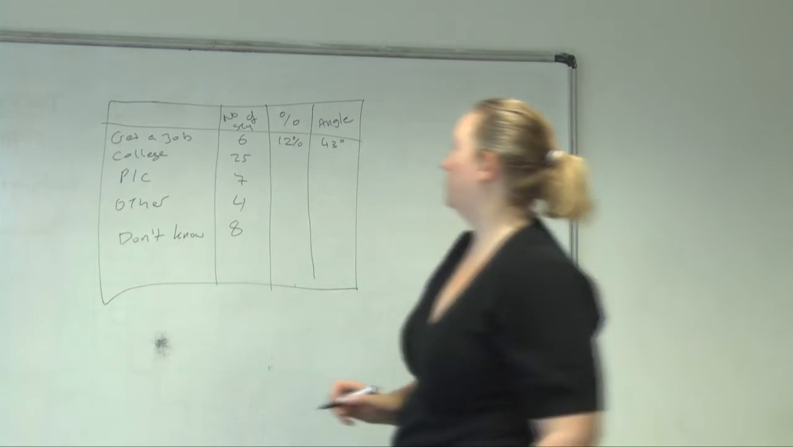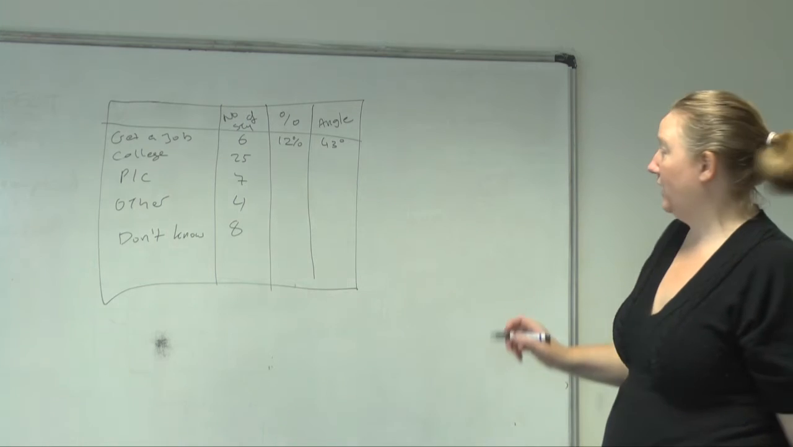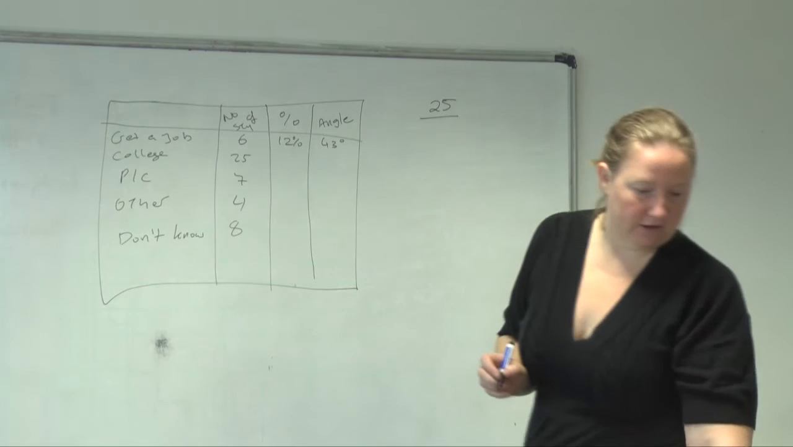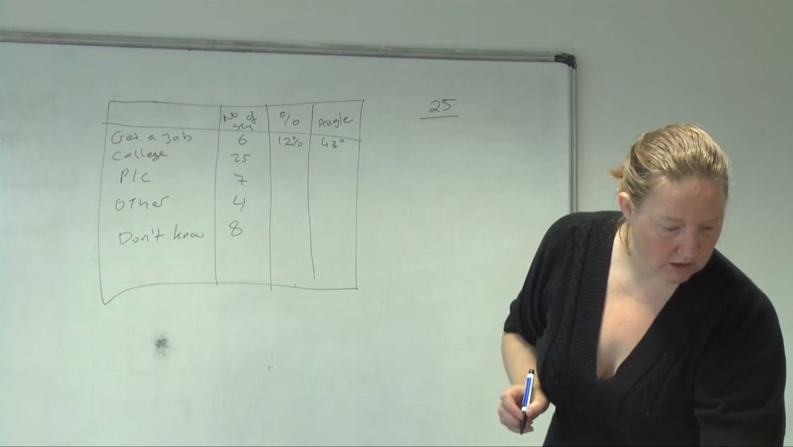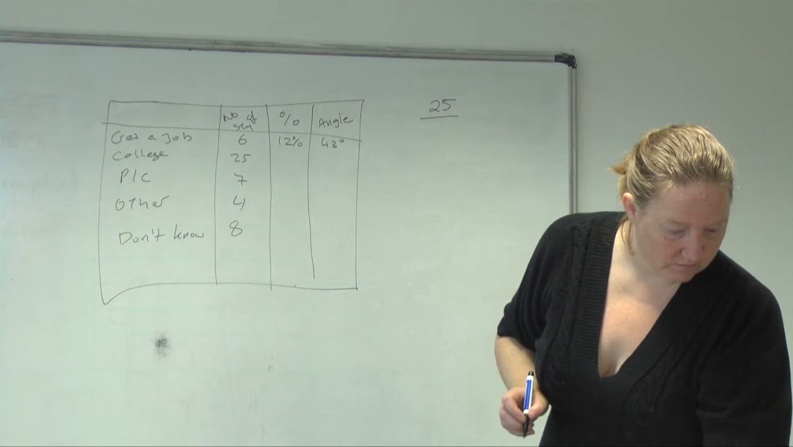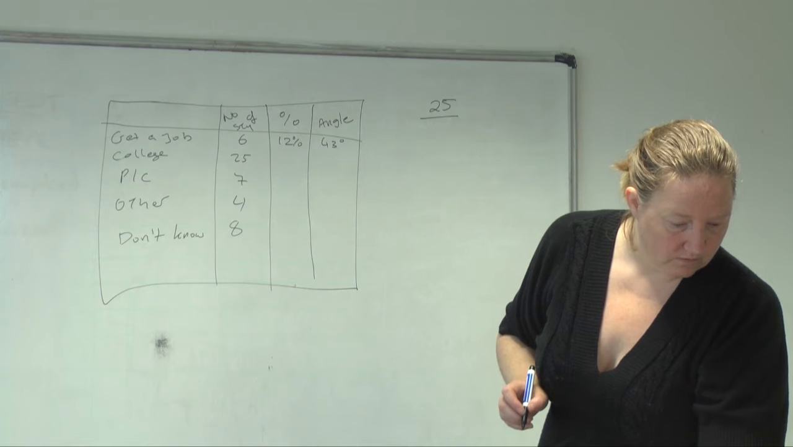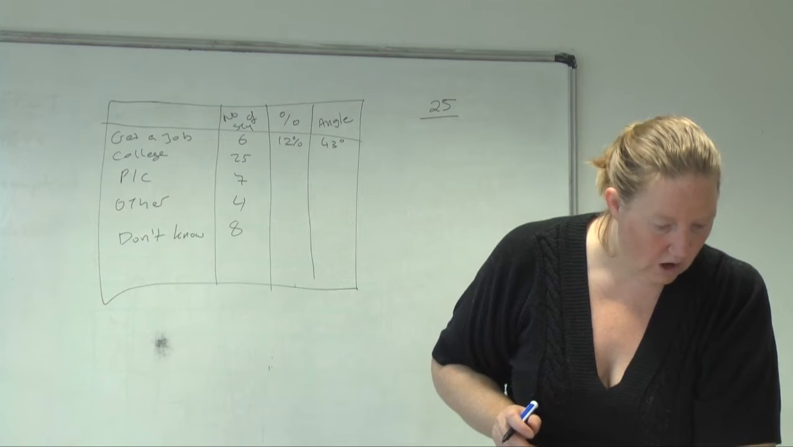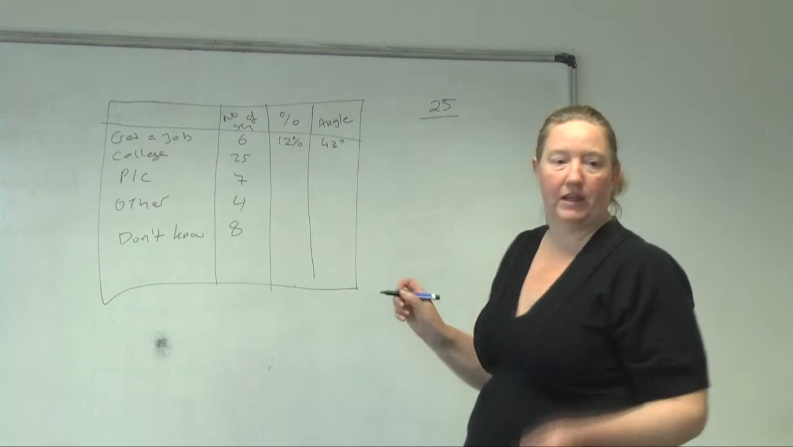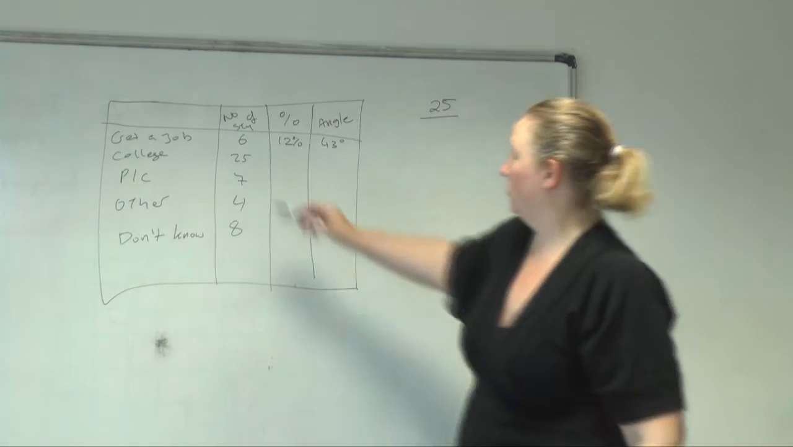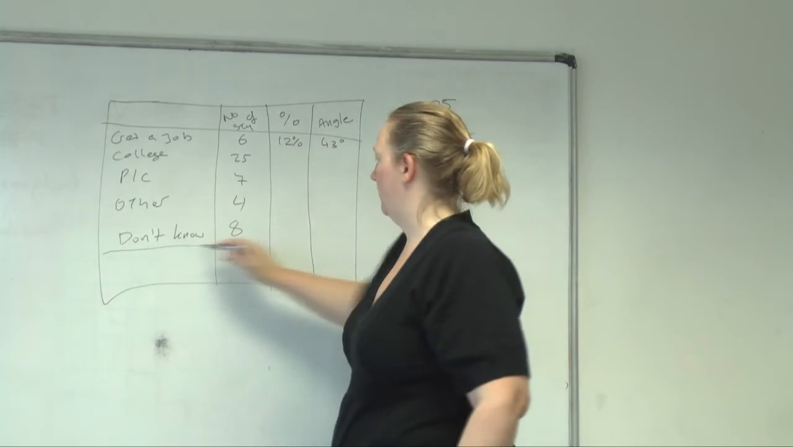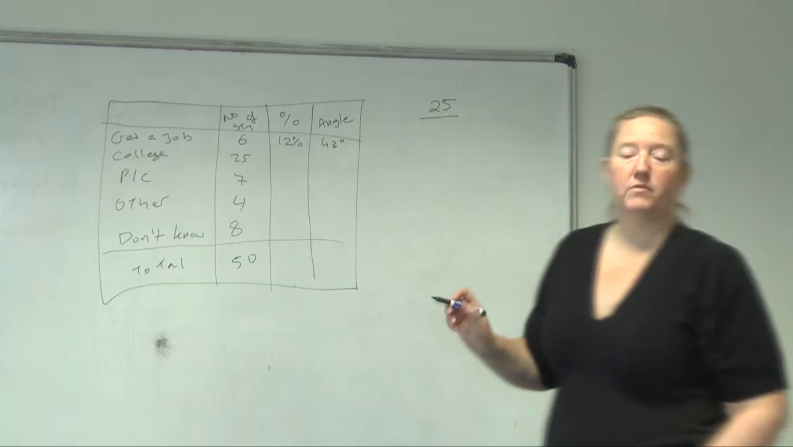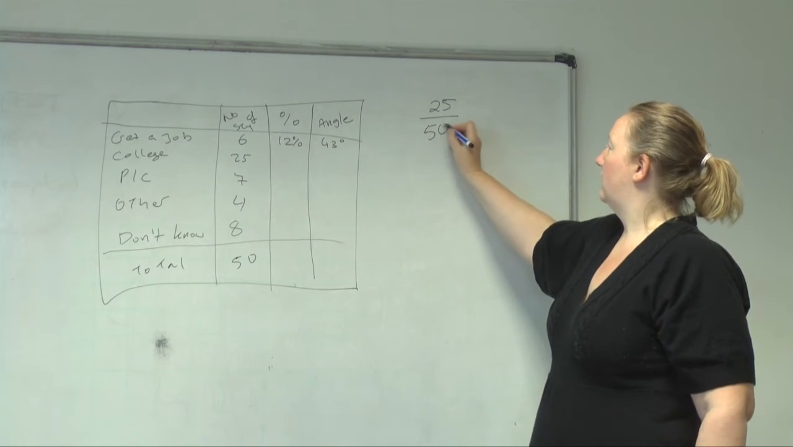So what you have to do is work out the percentages. And the way you do it, 25 out of, what was the total? Does it tell you in the question? 50 students, yeah. So if they don't tell you, just add up all those numbers to get your total. Okay? 25 out of the 50.